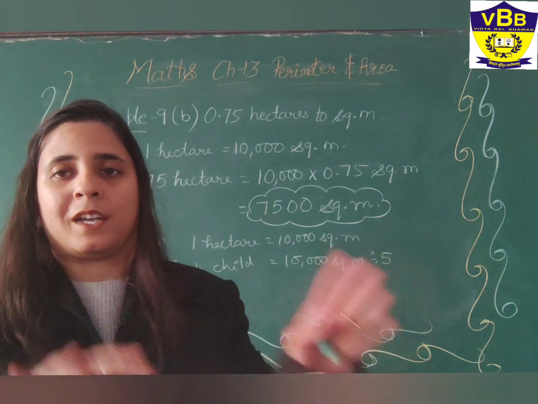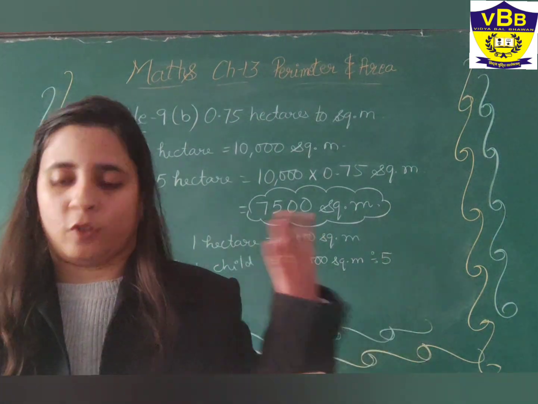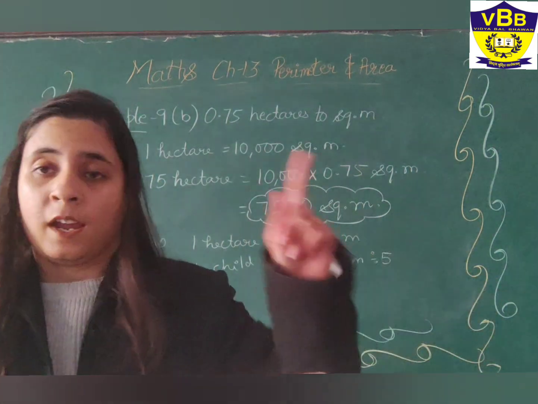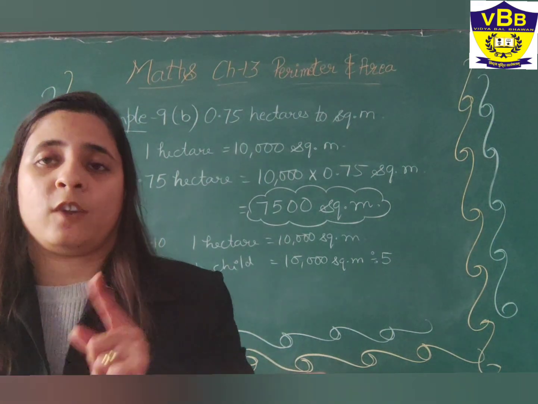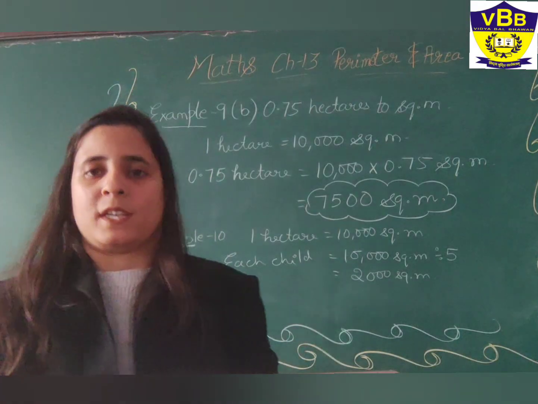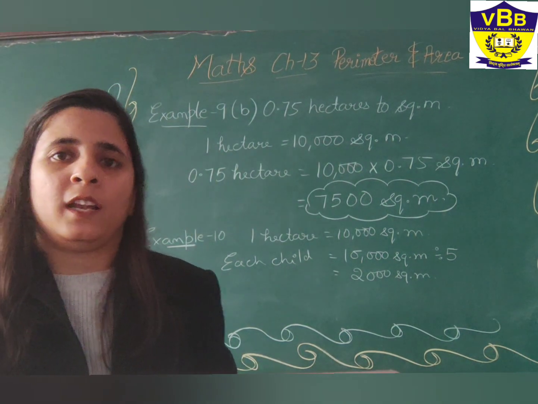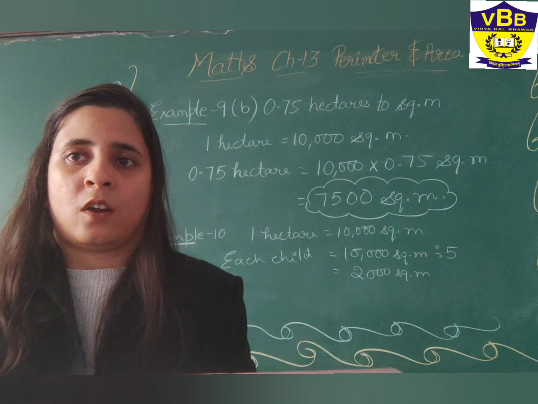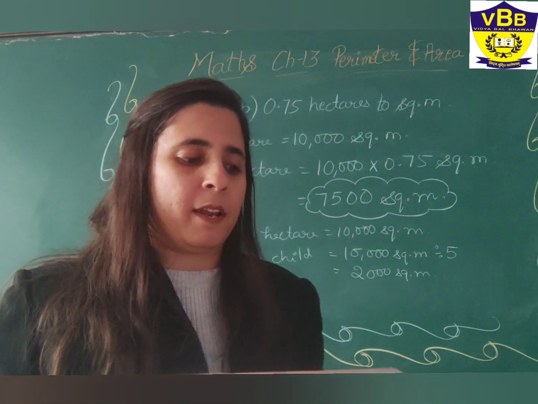Now they want to put a tile on the land, on the whole flooring. They have to do the flooring of it. And for 1 square meter, it is rupees 1.50 with 1.75, to find the cost of the tile each child will get. Alright. Now next is example number 11.